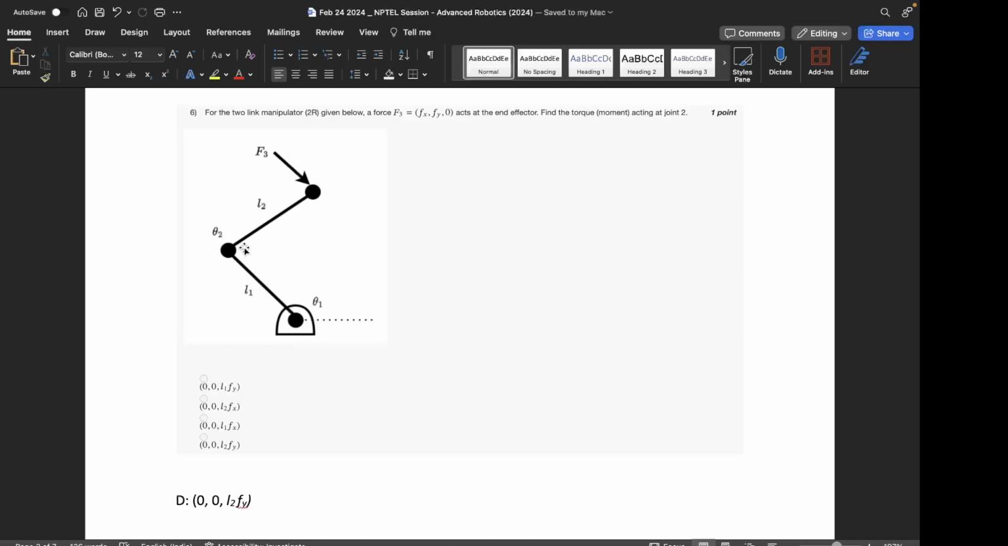Am I right? Because this L2 link is in static equilibrium, and no other forces are acting on it, the only force that will act at this joint would have to be equal and opposite to this F3, right? So F3 will be pointed in the other direction. This reaction force will be equal and opposite of F3, right?